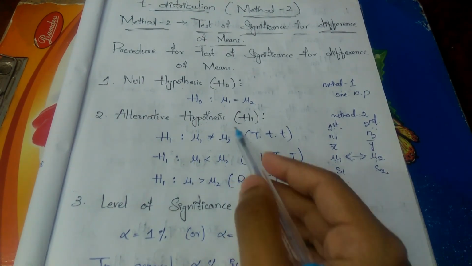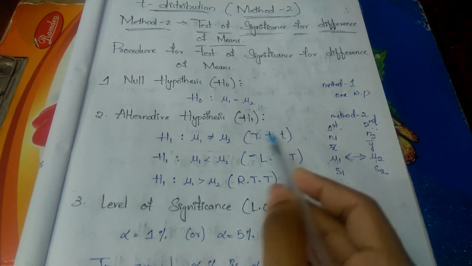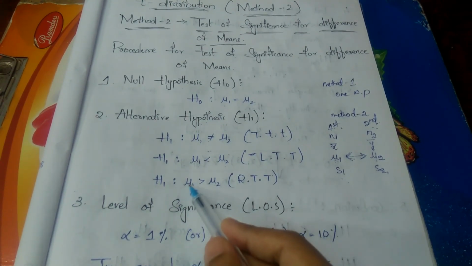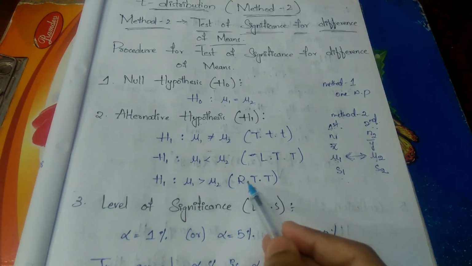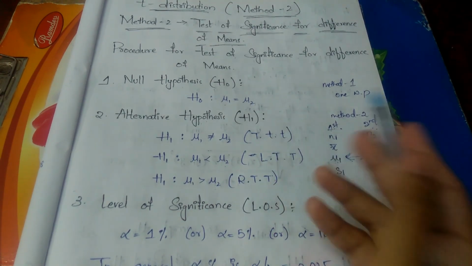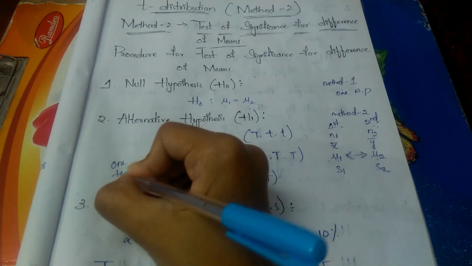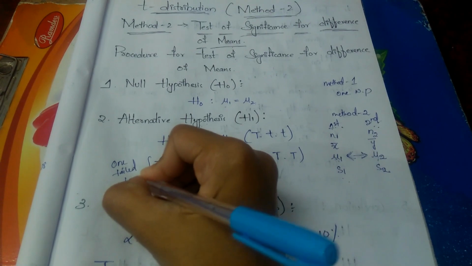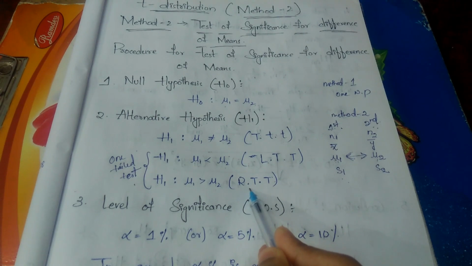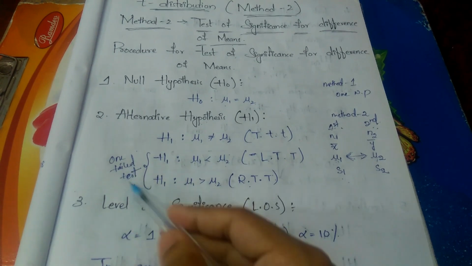For all these cases, when mu1 is not equal to mu2 we call it a two-tailed test. When mu1 is less than mu2 we call it a left-tailed test, and when mu1 is greater than mu2 we call it a right-tailed test. The left-tailed and right-tailed tests are called one-tailed tests. So we can solve the problems by using the two-tailed test or the one-tailed test.